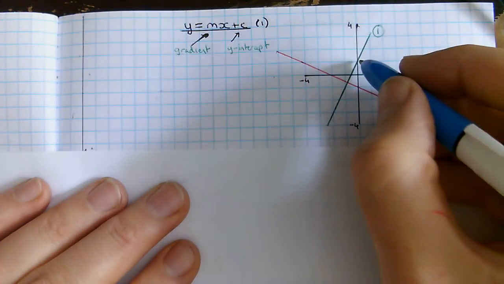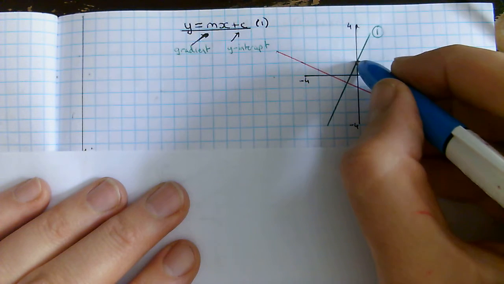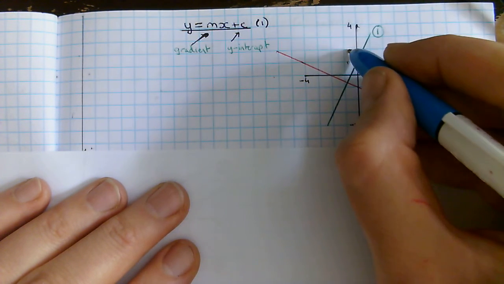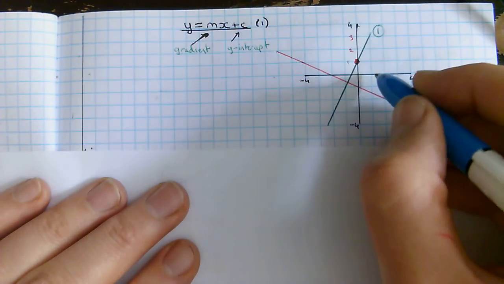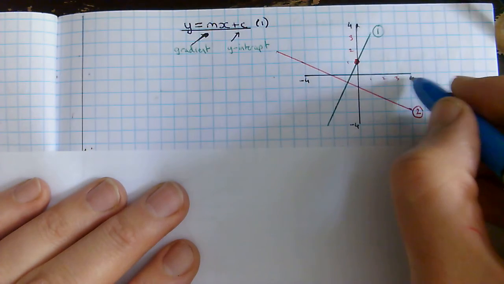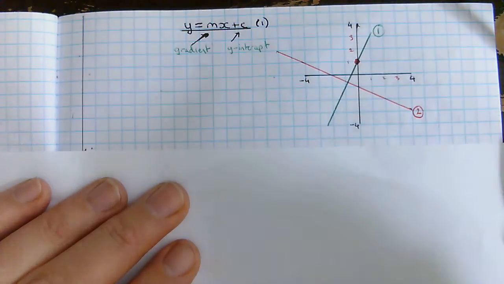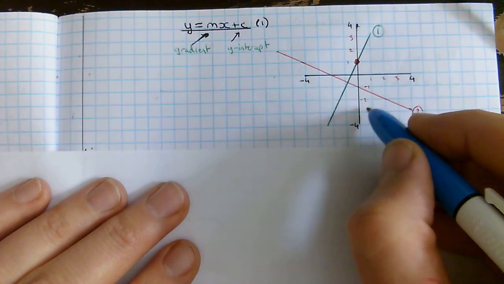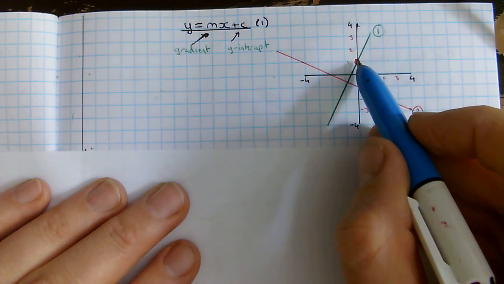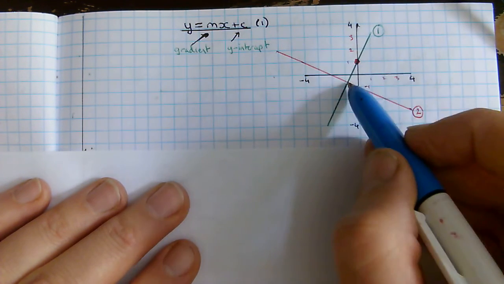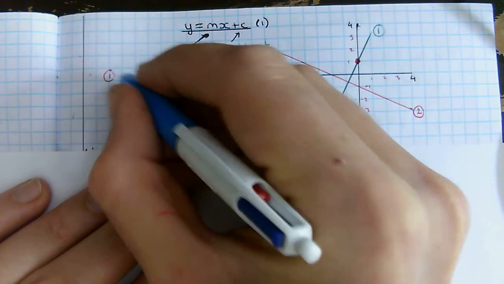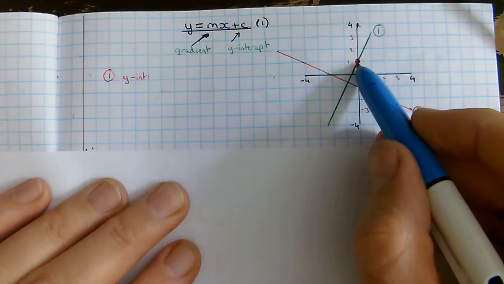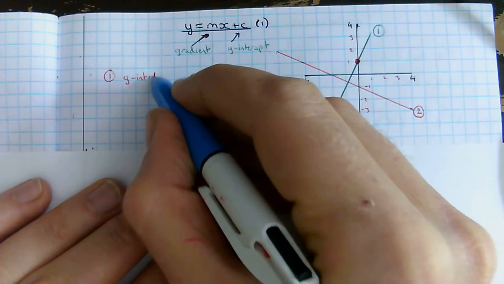If I look at graph 1, the y-intercept, where does it cross the y-axis? I'm just going to put some labels on here because I didn't label it all the way through: 1, 2, 3, 4, 1, 2, 3, 4. So here, where does it cross the y-axis? It crosses the y-axis at 1. So the y-intercept was 1.